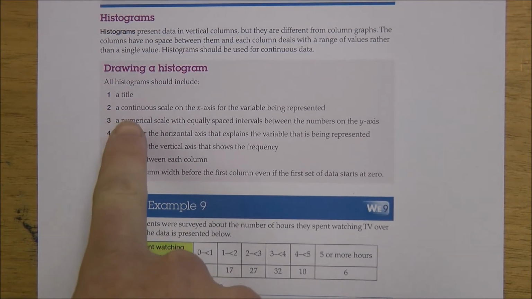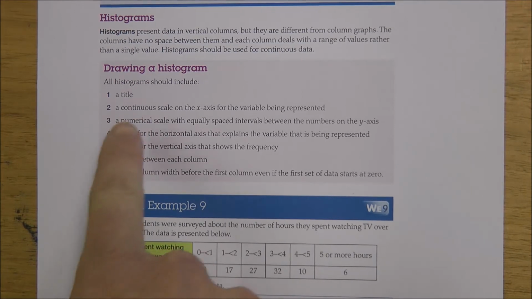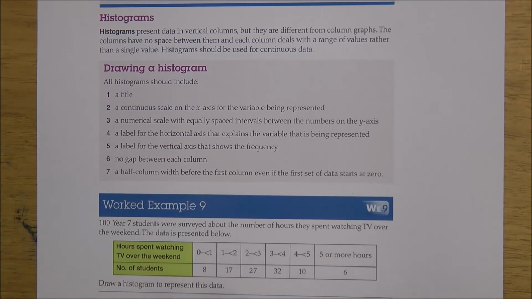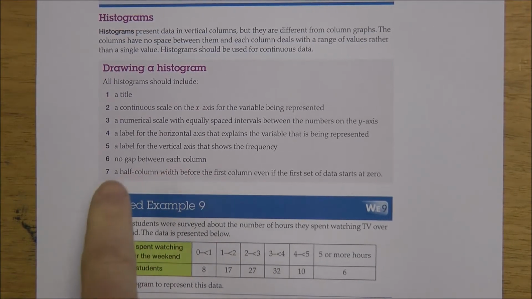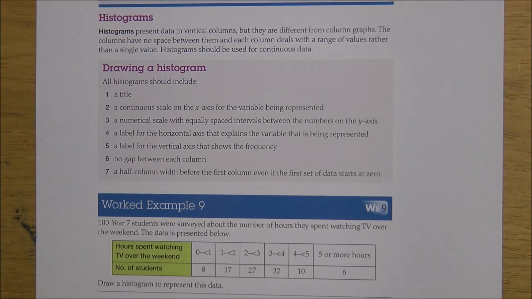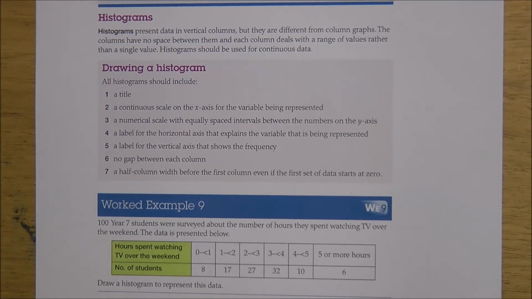Title, scales on the x-axis along the horizontal, a numerical scale equally spaced up the y-axis, labels on both the axes, no gap between each column, and that's an important one, and more of a procedural thing, a half column width before the first column, before the first set of data, even if our first set of data starts with 0. All right, we'll see that in our example.